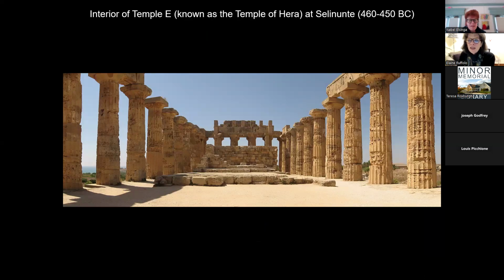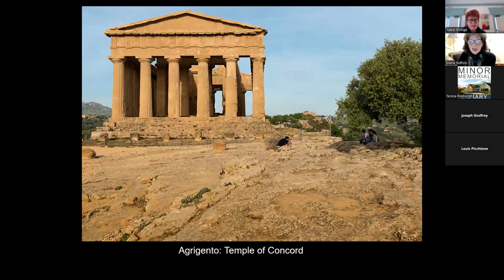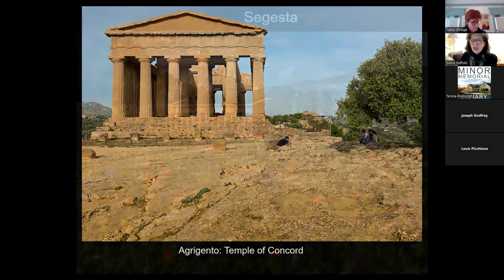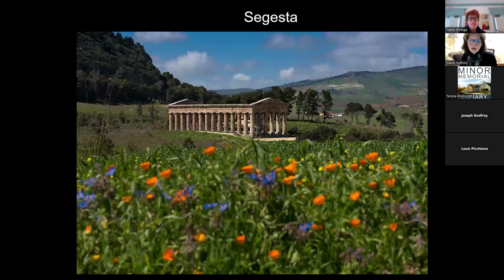This Temple E dates from 460 BC. Look at the condition, absolutely wonderful. Or here, this is in Agrigento, at the very beginning of the Valley of the Temples, in excellent condition because it was forgotten about. Still standing there, it's called a Doric order temple.